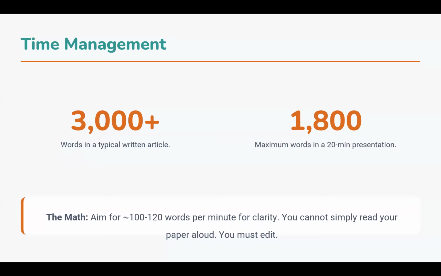The simple principle that you have to understand here is you cannot simply read out your entire research paper in your presentation. You have to take the milestones, you have to take the snapshots, which are really, really strong, and you have to choose them carefully and speak them in your presentation. So there is a lot of editing that you require in your research presentation.